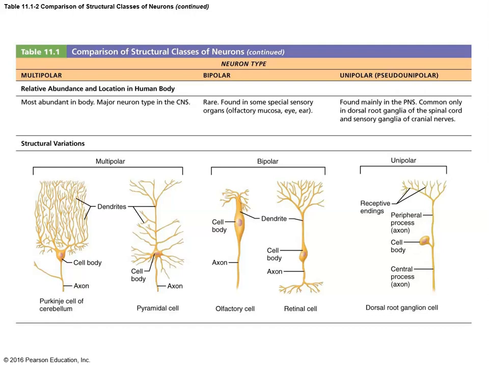A unipolar cell, in this case a dorsal root ganglion that we'll talk about in chapter 12 when we get to the spinal cord. It has, again, the cell body off to the side, receptive endings on one end of the axon, and sending signals endings on the other end.